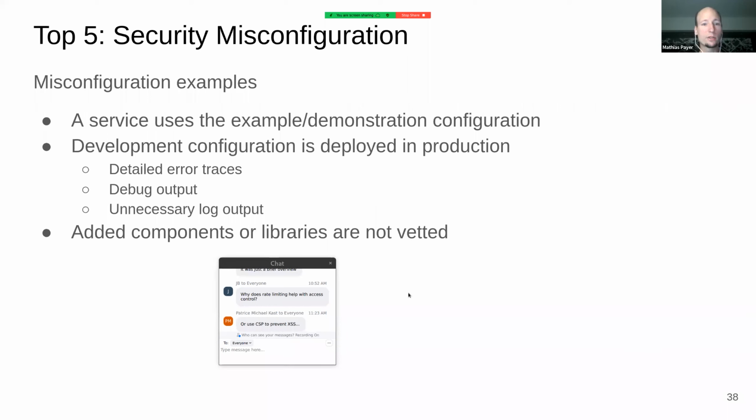So a service uses the example demonstration configuration. This can be an issue if you don't limit the amount of functionality provided. A development configuration could be deployed in production, so it may leak detailed error traces, debug output, or other kinds of unnecessary log output.